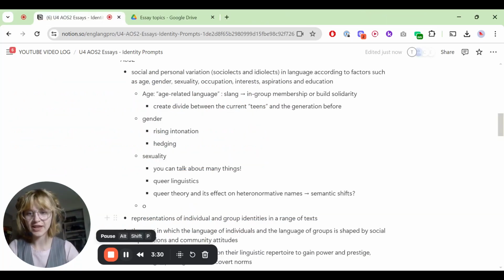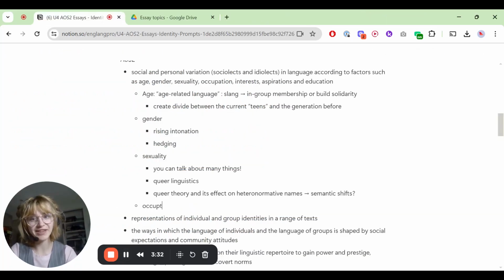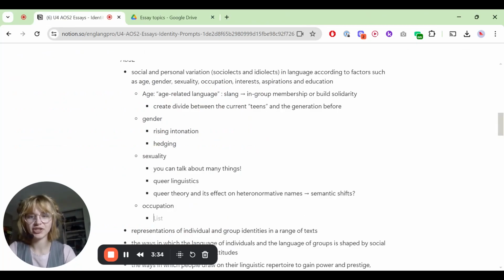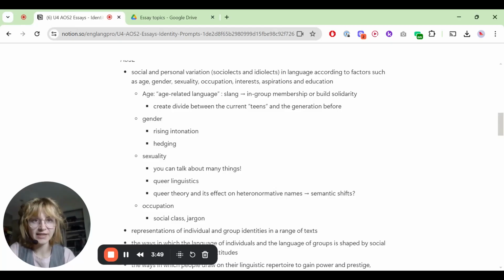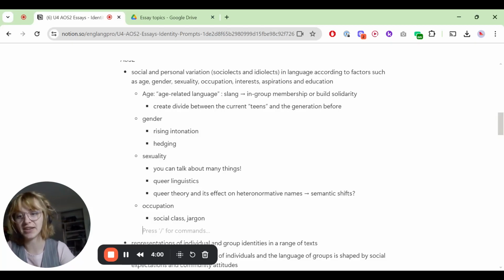Next one we've got is occupation, which is one of the easier ones. Pretty much very much to do with, so we're talking about sociolects a lot here. So social class is very relevant here, and jargon is a huge linguistic feature relevant to occupation. So find an example and maybe even a quote and practice analyzing it in terms of jargon. How does this reflect someone's social class? How is this defining their in-group? How is this alienating people outside of that in-group?